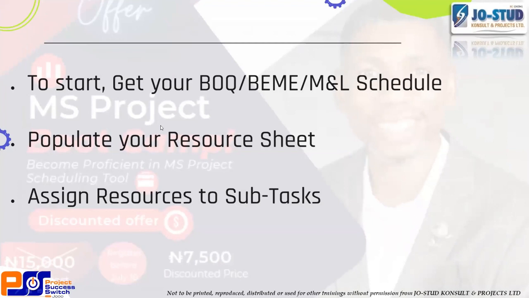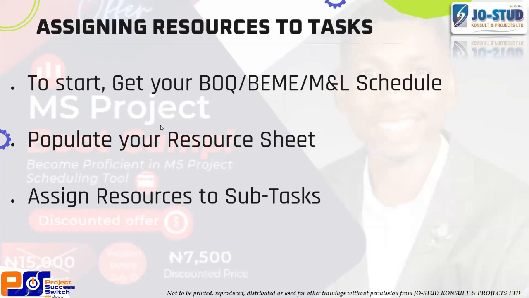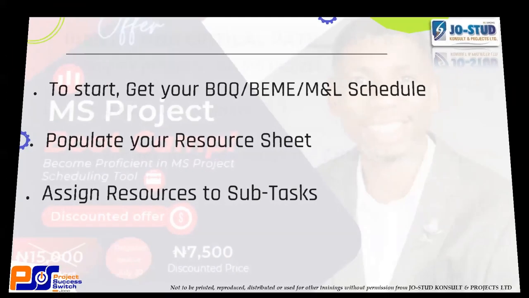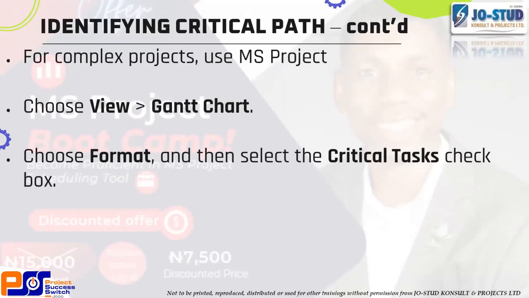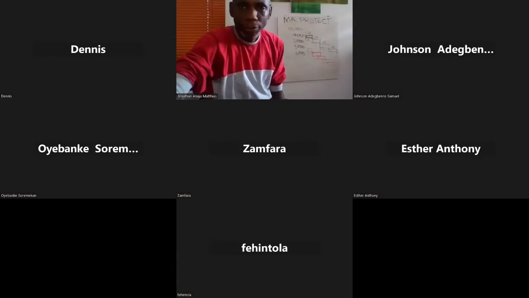Now, I want to just finish my slide quickly, then I will exit the slide and we'll start using our MS Project. To start assigning resources to your project, you must get a BOQ, a Bill of Engineering Measurement, or an M&L schedule. Let me come back to this. Let me show us this on MS Project.